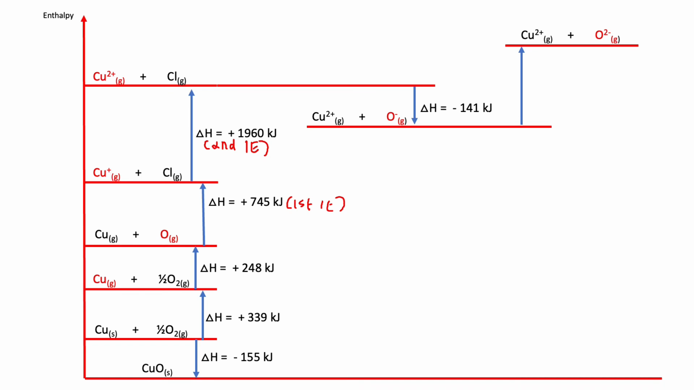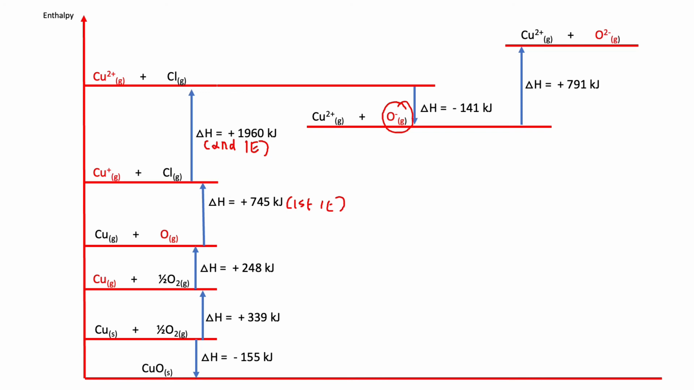Okay, so as you can see, the change is from O minus gas to O2 minus, or it becomes oxide ion. Now, we don't forget to put the enthalpy here, 791.